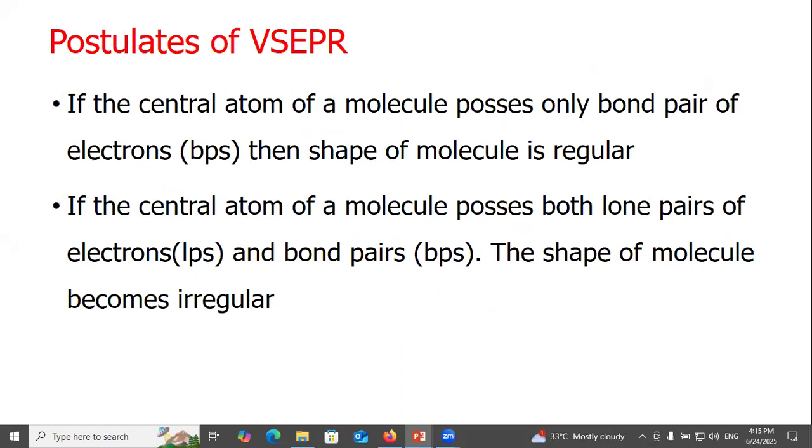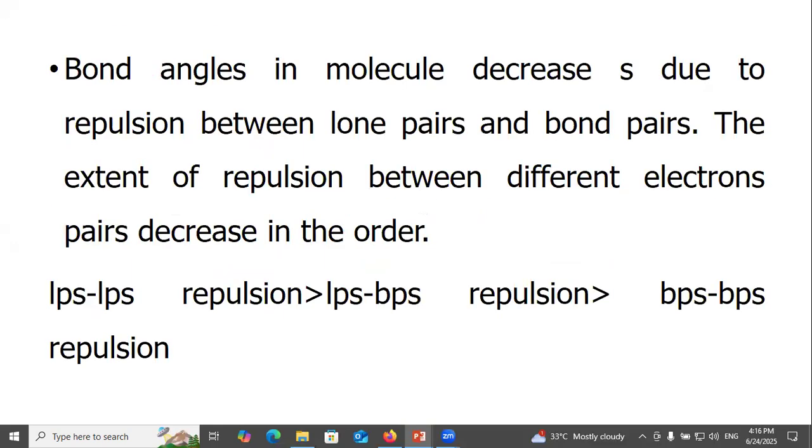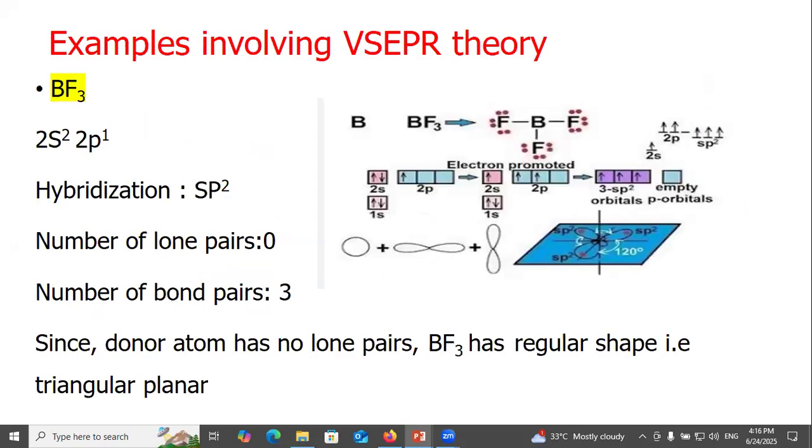Postulates of VSEPR: If the central atom of a molecule possesses only bond pairs of electrons, then the shape of the molecule is regular. If the central atom of a molecule possesses both lone pairs of electrons (LPs) and bond pairs (BPs), the shape of the molecule becomes irregular. Bond angles in a molecule decrease due to repulsion between the lone pairs and bond pairs. The extent of repulsion between different electron pairs decreases in the order: lone pair-lone pair repulsion, lone pair-bond pair repulsion, bond pair-bond pair repulsion.